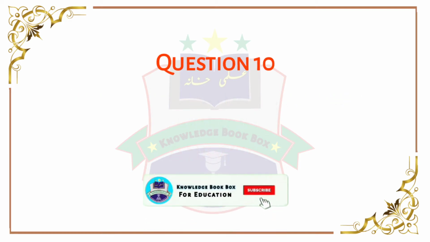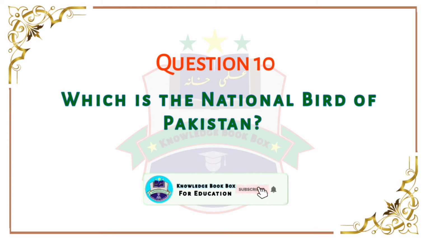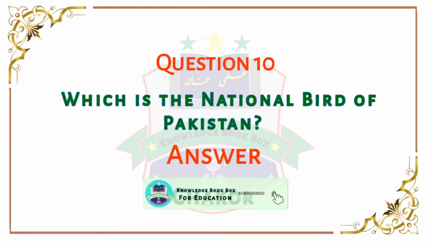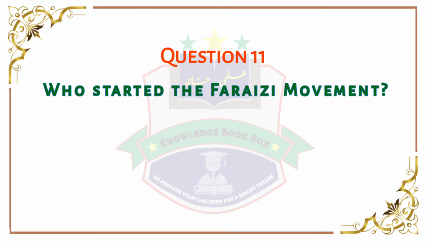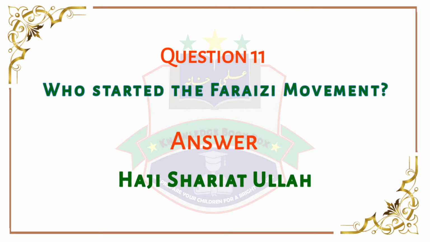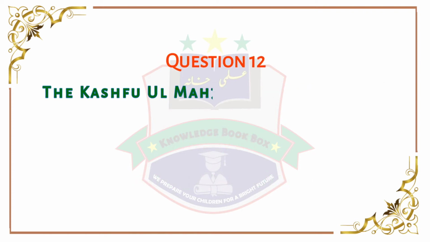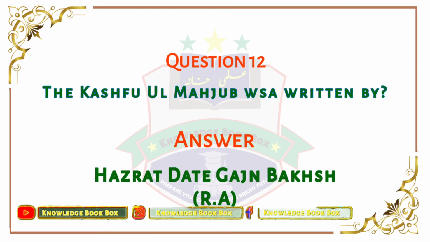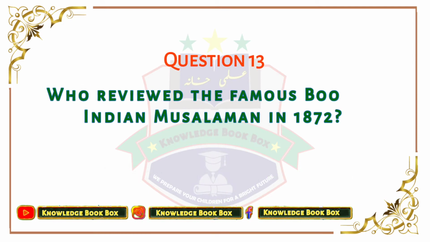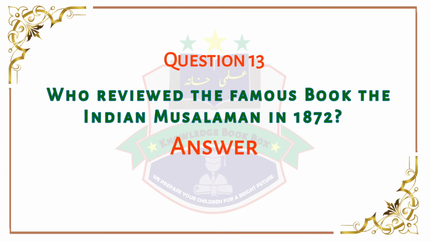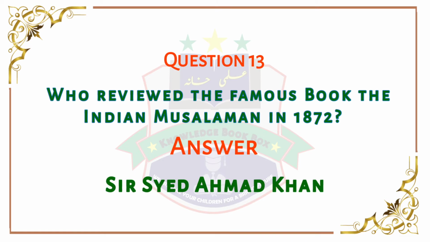Question number 10. Which is the national bird of Pakistan? Answer: Chakor. Question number 11. Who started the Faraizi movement? Answer: Haji Shariatullah. Question number 12. The Kashf-ul-Mahjub was written by? Answer: Hazrat Data Ganj Bakhsh. Question number 13. Who reviewed the famous book The Indian Musalmans in 1872? Answer: Sir Syed Ahmad Khan.